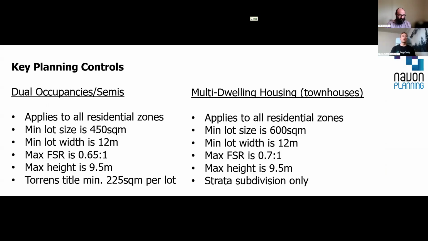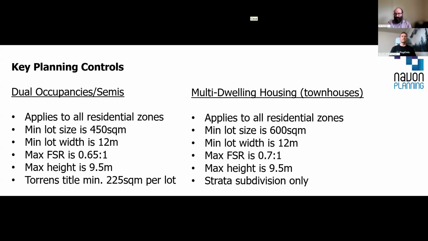I'm not going to show you all the controls here because there are quite a few, but this gives you a good summary of the controls. In relation to dual occupancies and semis, if you look on the left-hand side of your screen, those bullet points point you towards the non-discretionary development standards that would apply in those situations. You can also do Torrens title subdivision in certain cases for dual occs, which I think is a good thing. Multi-dwelling housing, but we're talking about in the context of townhouses, like the example I showed you before.